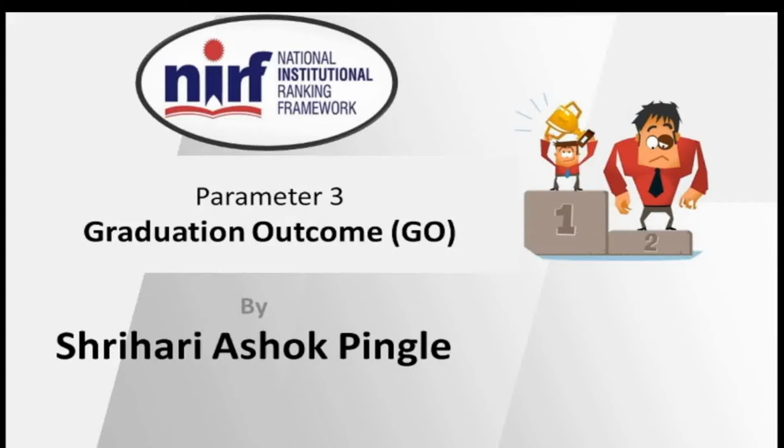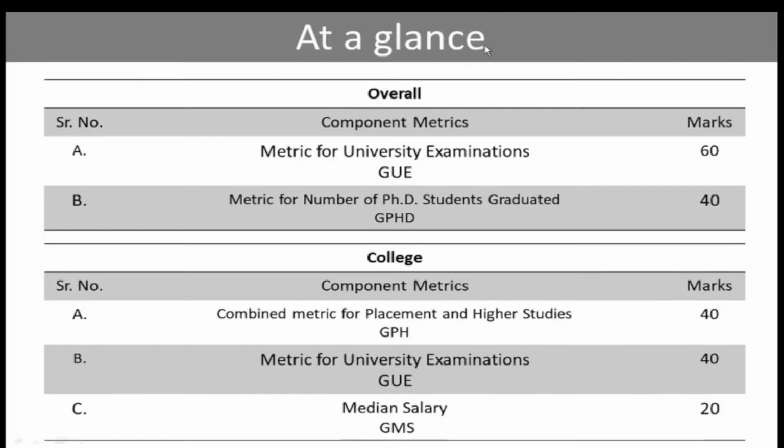Talked about the second parameter, which included research projects, the publications, quality of publications, and patents. In this video, we will be talking about the third parameter, which is graduation outcome. Under this parameter, you would see that the components for overall category and for colleges are quite different.